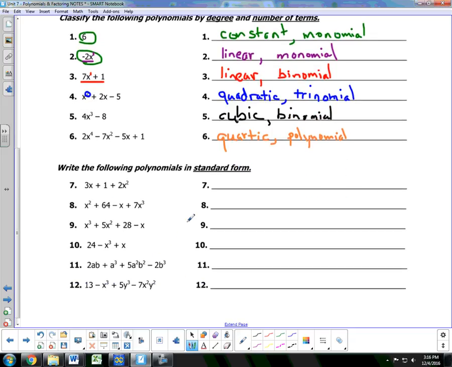Okay. All right. So now these ones that they give us are not in standard form, meaning they're not written from highest power to lowest. So we're going to rewrite them so that they're in the right form. Okay, so for number 7 here, the highest one is this 2x squared because it's got a power of 2. This one's got a power of 1, and this one technically is x to the 0 power, right? So that's why it's like a power of 0. So anyway, the way we want to write it is 2x squared plus 3x plus 1.